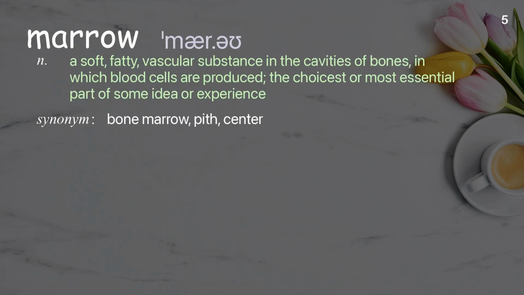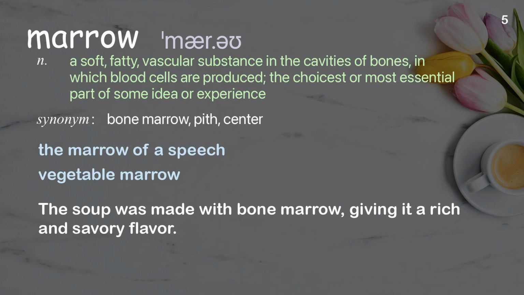Marrow. A soft, fatty, vascular substance in the cavities of bones, in which blood cells are produced; the choicest or most essential part of some idea or experience. Examples: The marrow of a speech. Vegetable marrow. The soup was made with bone marrow, giving it a rich and savory flavor.